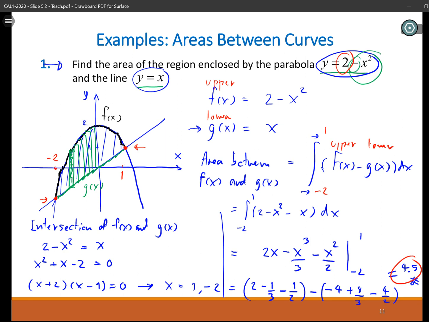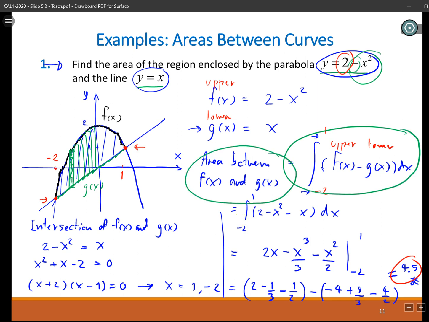Okay, so this is how to use this formula to find the area between f(x) and g(x). The most important point is that you need to know which one is the upper line and which is the lower line, so that you know how to assign f(x) and g(x). Okay? Alright.